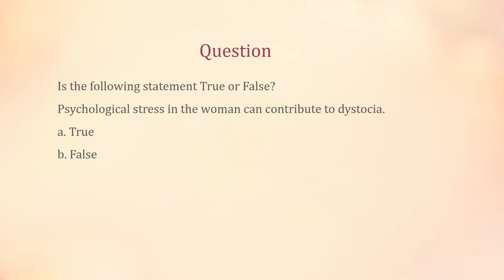True or false? Psychological stress in the woman can contribute to dystocia. Well, we all know that is true because we have talked about psychological issues, problems, pressures, a poor support system, emotions like fear and anxiety. She's helpless. She might be alone, or she just may be very, very tired. All of these things can cause problems and contribute to dystocia.